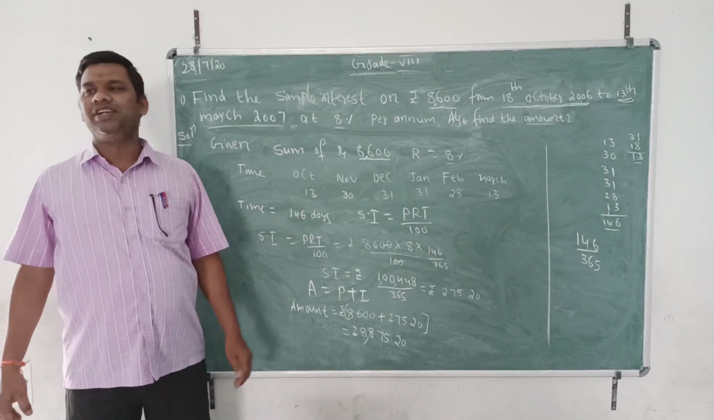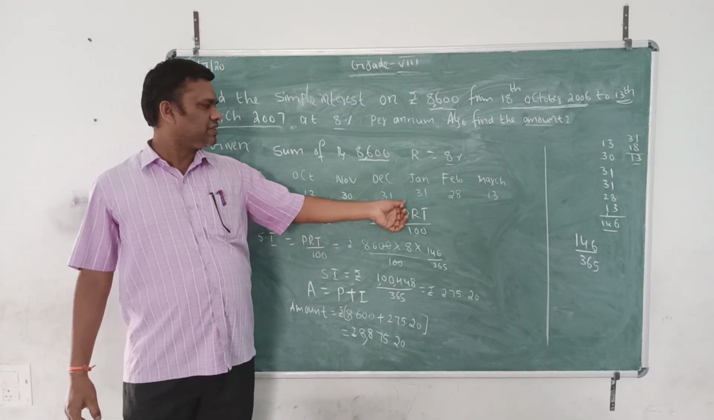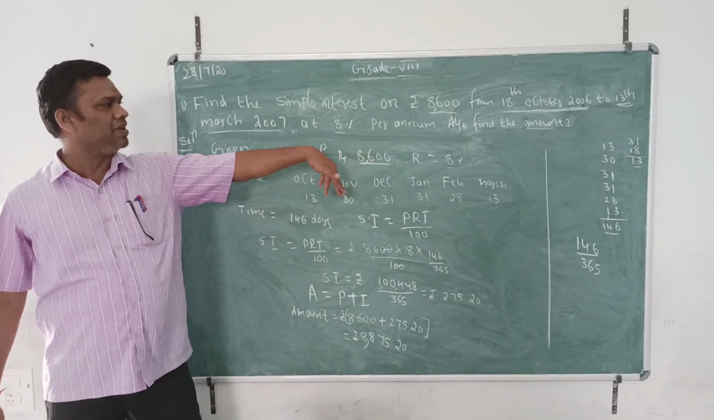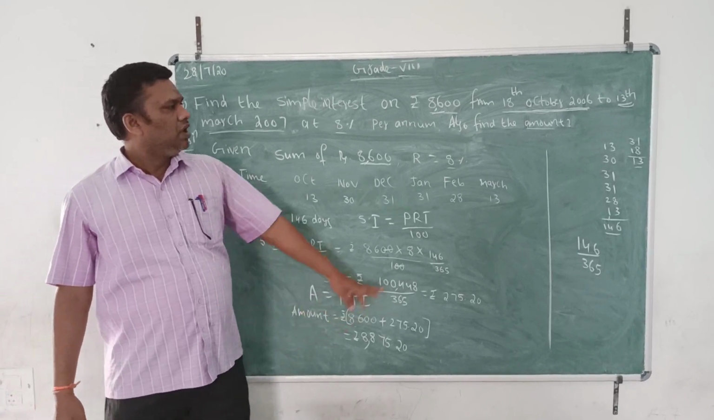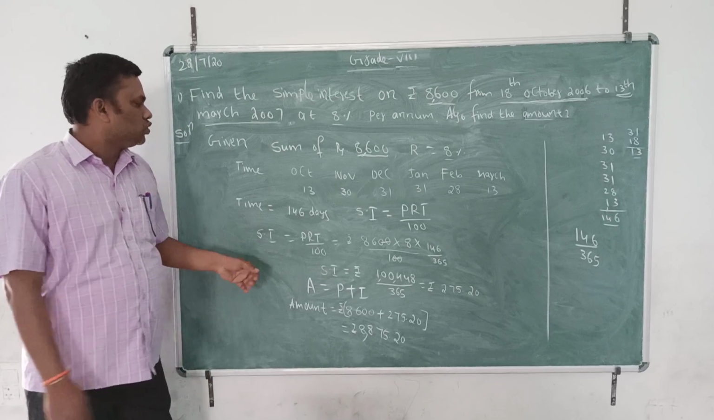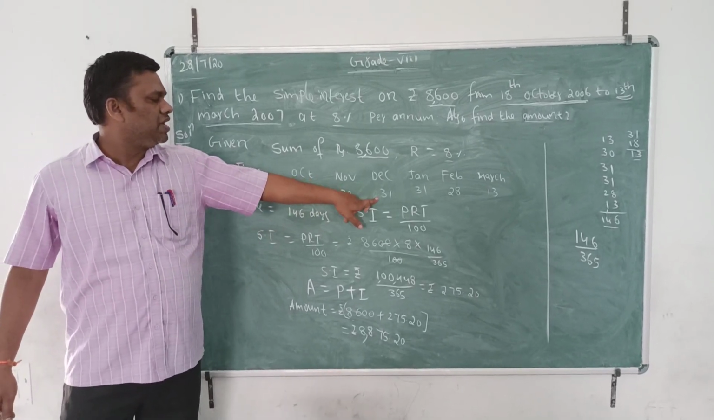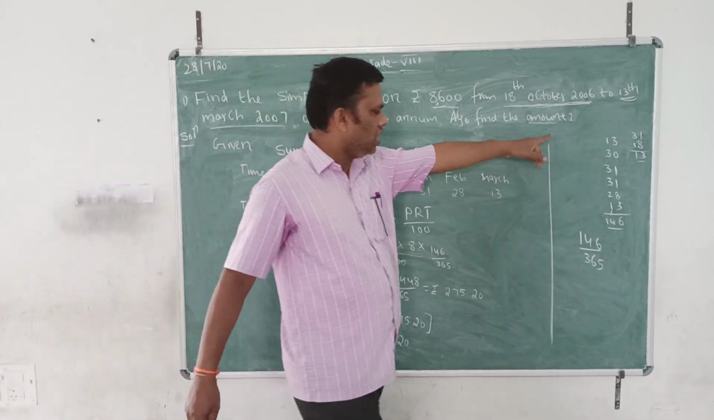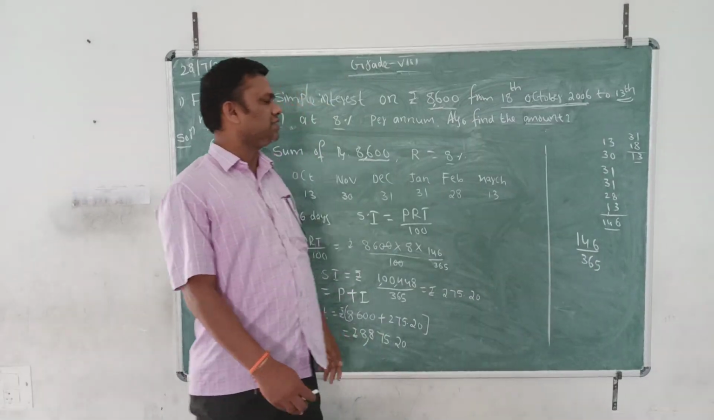And November 30 days, December 31 days, January 31, February 28 days. It is not a leap year, na? So 28 days. And March up to how many days? 13th March. So now 13 plus 30 plus 31 plus 31 plus 28 plus 30. See here, number of days is 146 days.